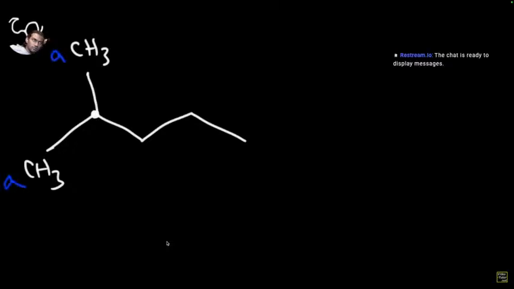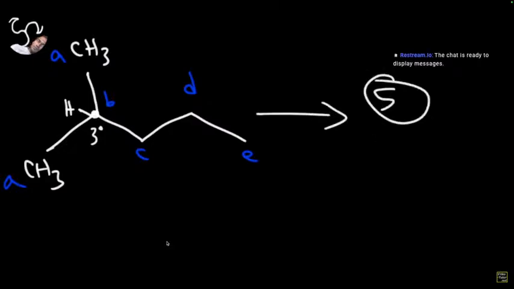We do have a hydrogen atom attached to this tertiary carbon. And so that's going to be signal B. And then the rest are different. We really don't have a line of symmetry in this case. So all the other hydrogen atoms on the different carbon atoms will be different. Thus, we have a total of 5 signals for that molecule.